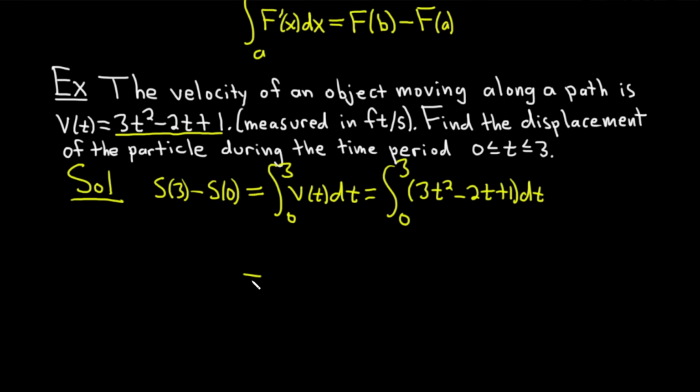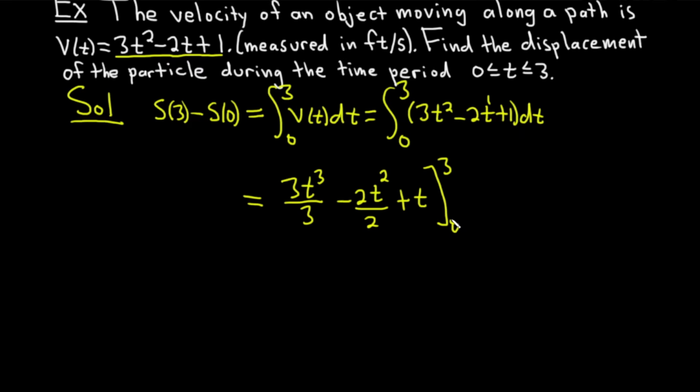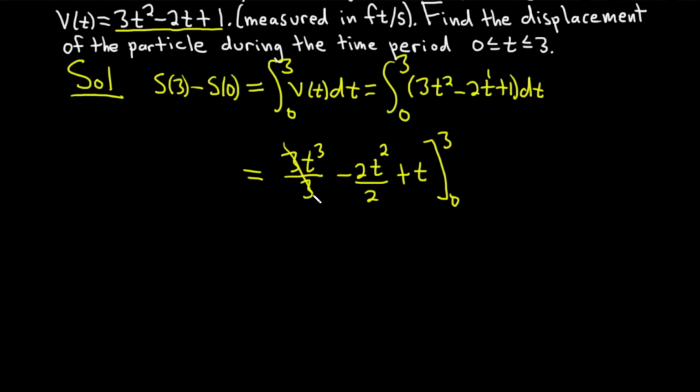This is equal to, here we're going to use the power rule, so we add 1 to the exponent, so we get 3t cubed over 3. And then here we get minus 2t, we add 1 to the 1 on the exponent, so we get 2t squared over 2 plus t. We're going from 0 to 3. We get lots of cancellation in this problem, which is really nice. So this is equal to, I'll write it one more time, t cubed minus t squared plus t, and we're going from 0 to 3.